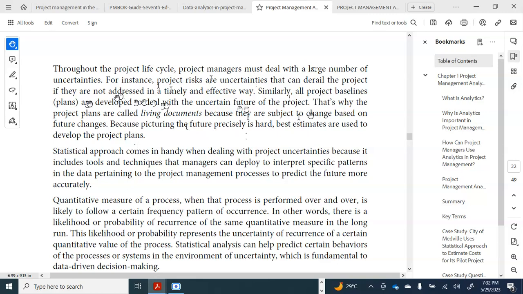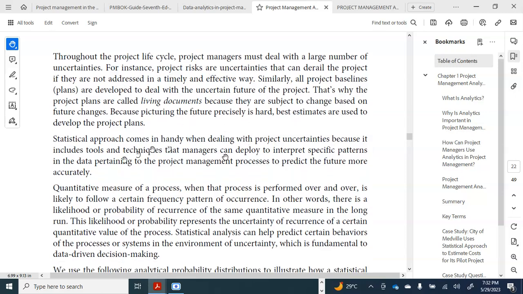So that's why project plans are called living documents, because they are subject to change based on future changes. Whatever happens in the future will be reflected in the project plan. Because picturing the future precisely is hard, best estimates are used to develop the project plans.